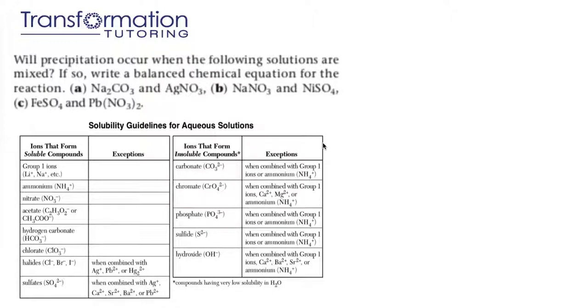A precipitate happens when two aqueous ionic solutions come together and a solid comes out. So one of the products of the aqueous ionic solutions needs to be insoluble. Therefore, if none of the products are insoluble, then there is no precipitate.